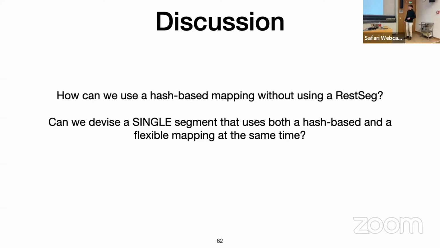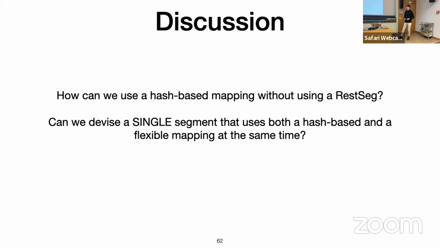Another point is how can we use a hash-based mapping without using restrictive segments? And can we devise a single segment that uses both a hash-based and a flexible mapping at the same time? So it might be possible not to divide the memory into two types of segments, but apply the two translation mechanisms to the same memory region. And this way we would completely spare all of the migration events and the complexity that comes from that.